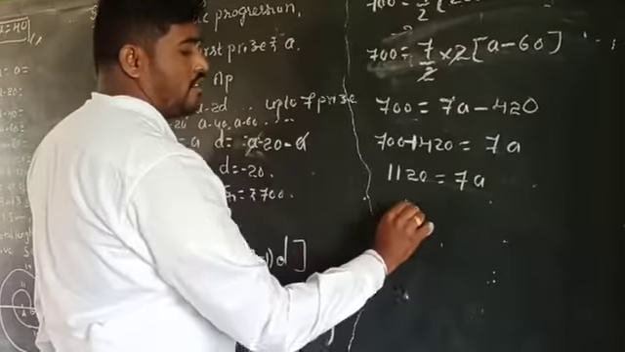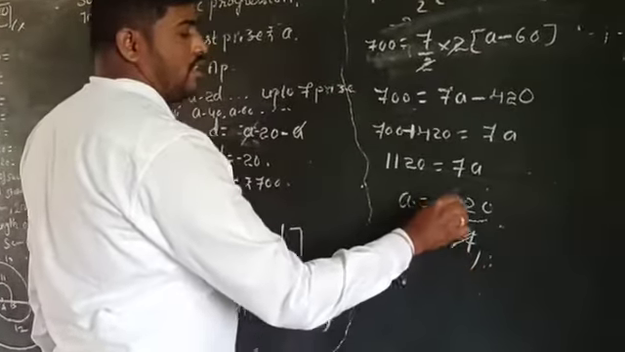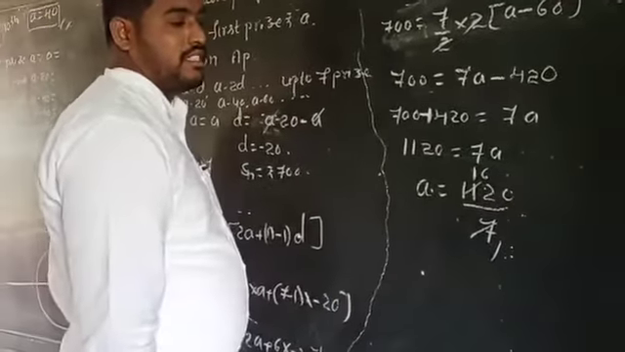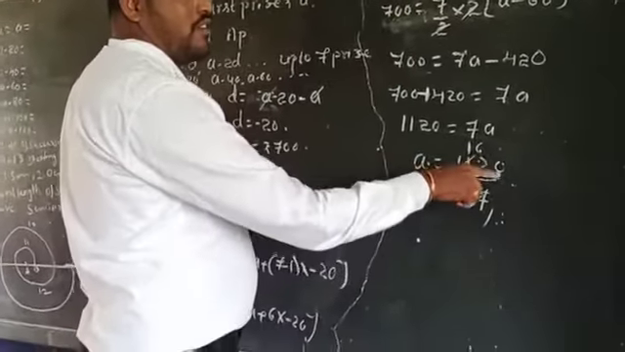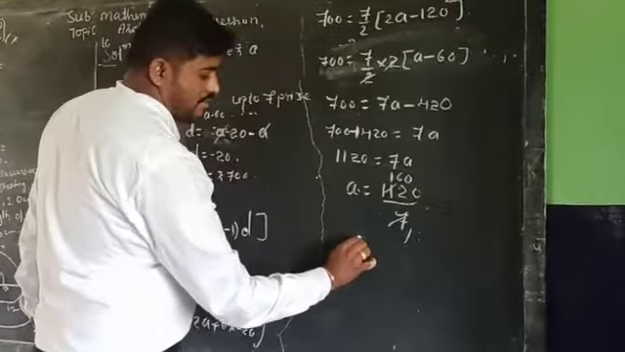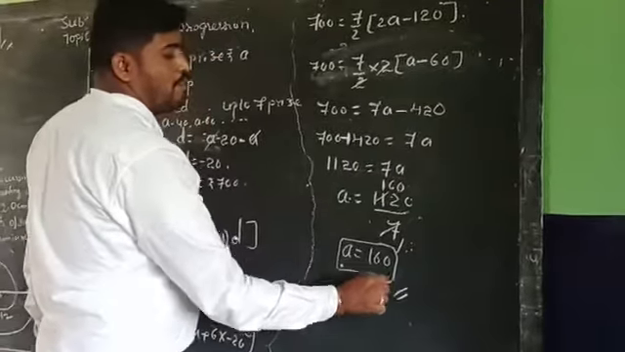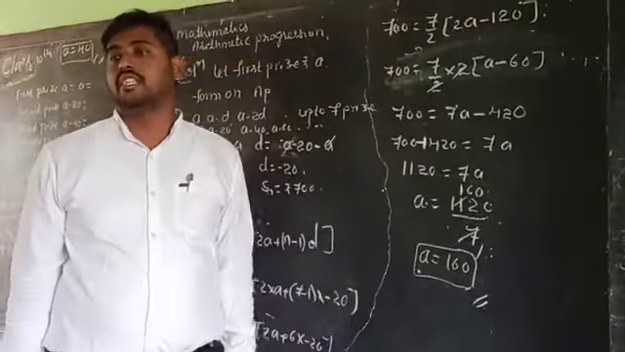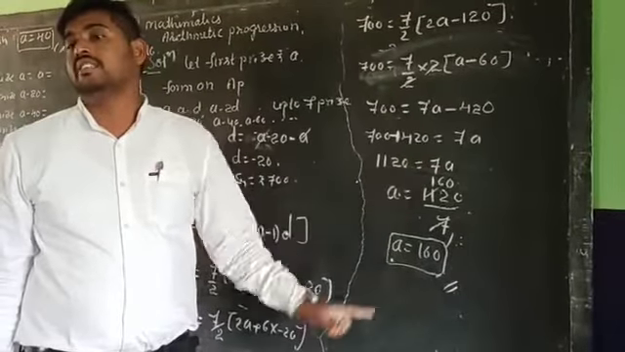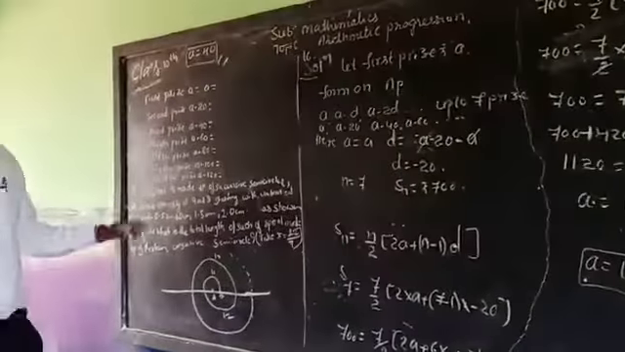So a is equal to 1120 by 7. 7 ones are 7, what will you get as remainder? 4. 7 sixes are 42, remainder 0. 7 ones are 7, 7 zeros are 0. So a is 160. The first term, the first prize, is rupees 160. You understand? 7 sixteens are 112, so 1,120.